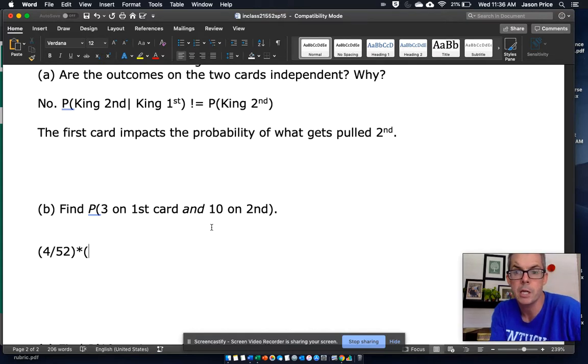So the deck has been changed. There's only 51 cards left in it, and there are 4 10s in there. So the probability of getting a 10 on the second card, sorry, the kittens are going nuts, is going to be 4 divided by 51.